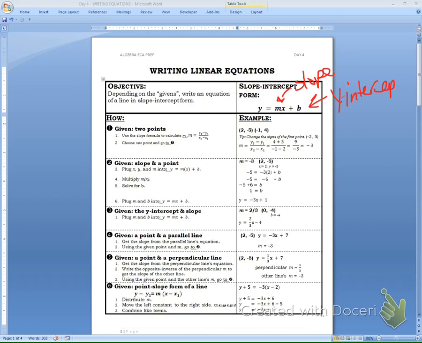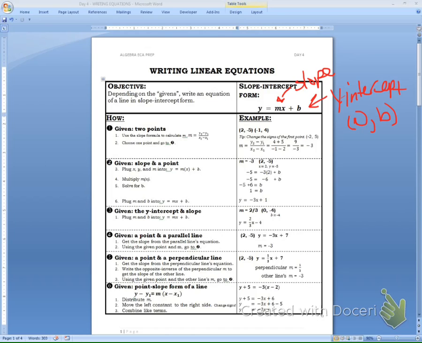Sorry, I keep on hitting the wrong button there. So your y-intercept is actually a point on a line, or on the y-axis, so that b value is written as a coordinate, where 0, b, whatever number is in that b location, it's a point on that line. So 0, b is how you write it as a coordinate.